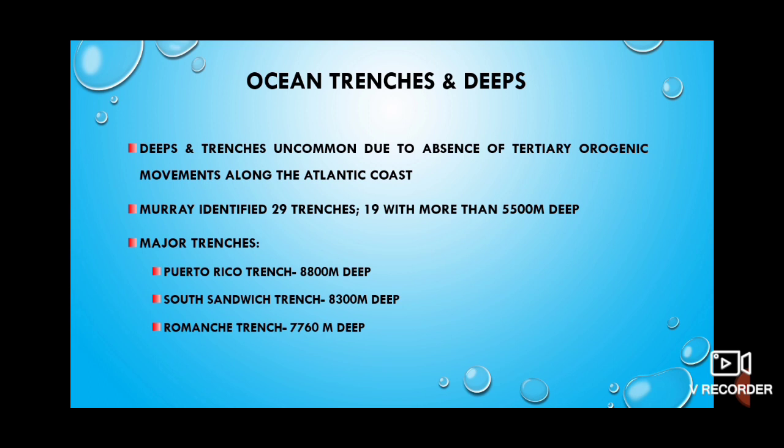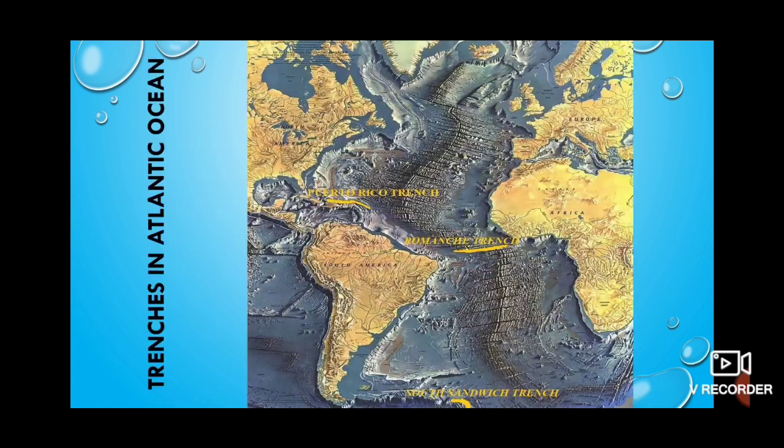The Puerto Rico Trench is the deepest trench in the Atlantic Ocean, which can be found in the north of Puerto Rico Island. It is about 8,800 meters deep. The second deepest trench is the South Sandwich Trench, which runs parallel to the South Sandwich Island. It is about 8,300 meters deep. The other one is located in the middle of the Mid-Atlantic Ridge, that is the Romanche Trench, with a depth of 7,760 meters.